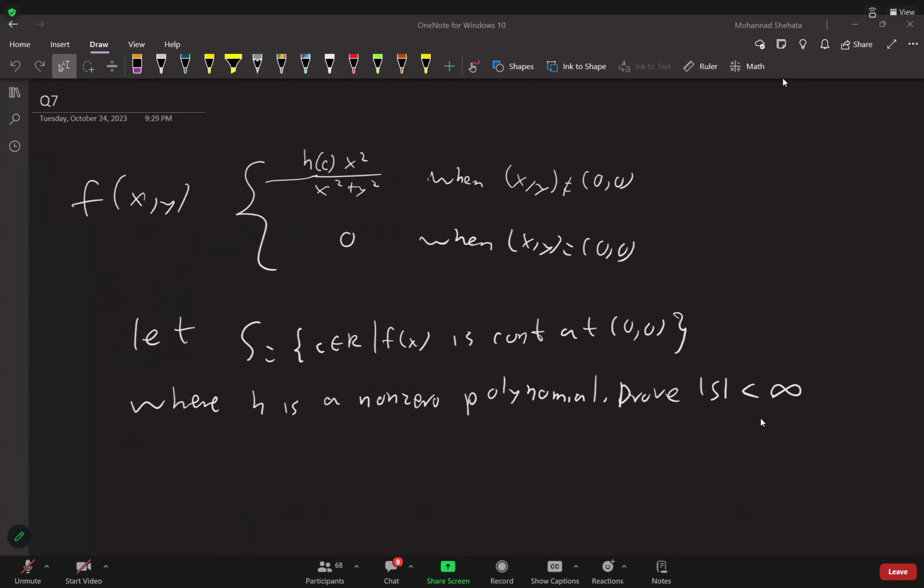I'm giving you a piecewise function. F of xy is equal to h of c, some arbitrary polynomial, times x squared over x squared plus y squared whenever xy does not equal the origin, or 0 whenever xy is equal to 0, 0.